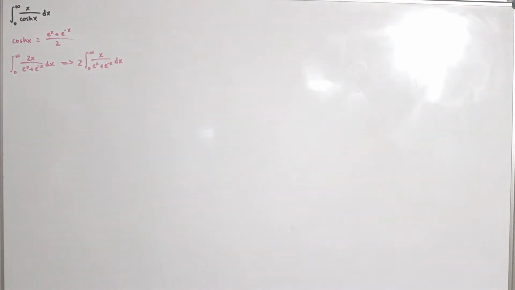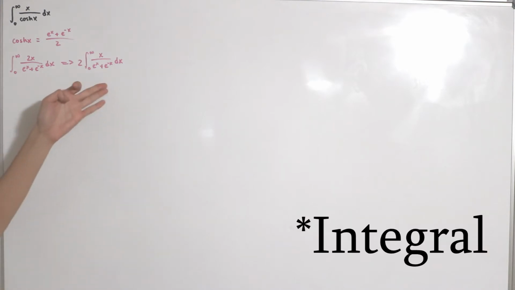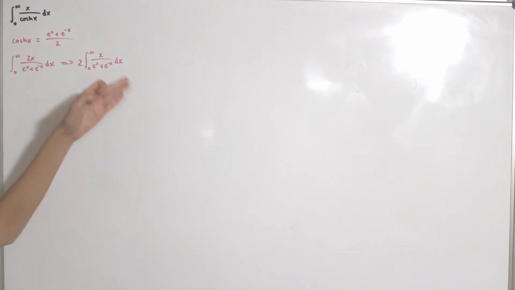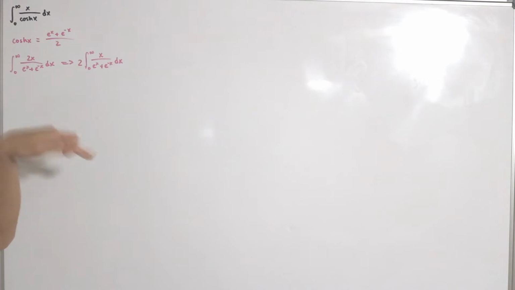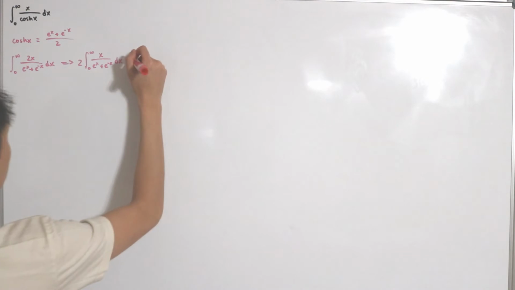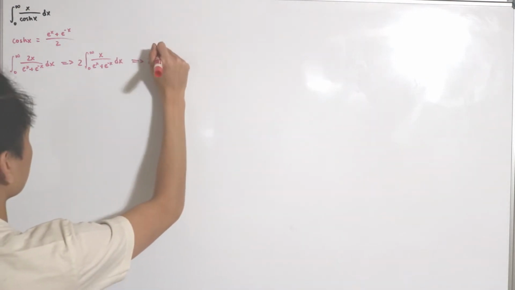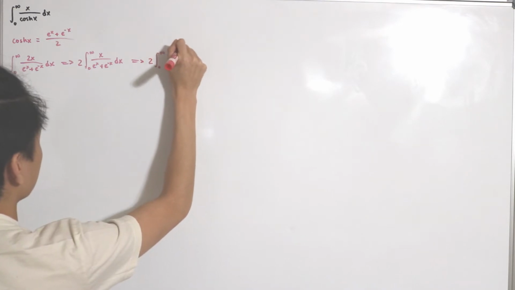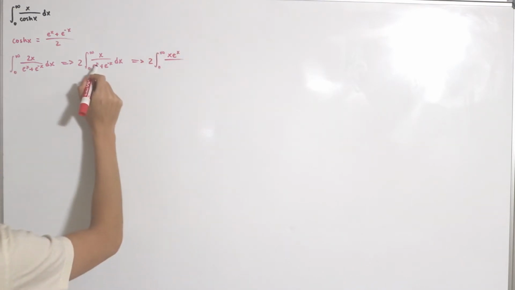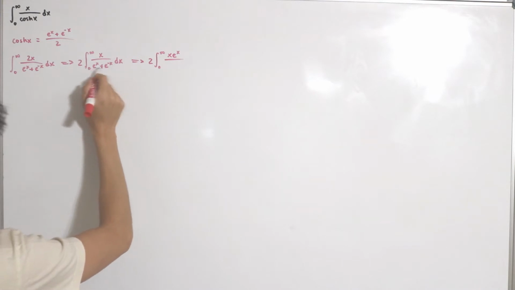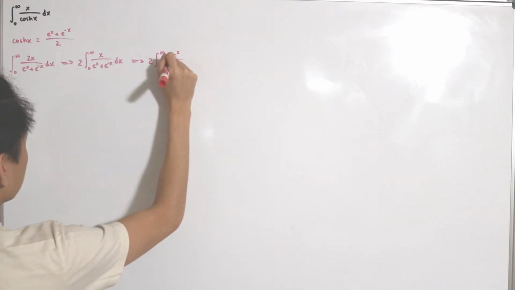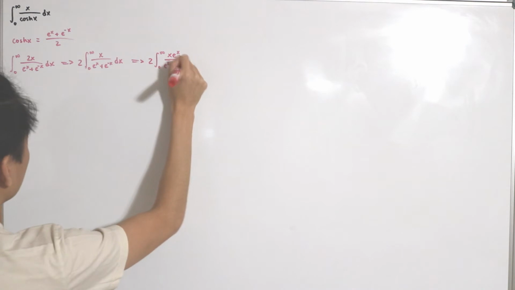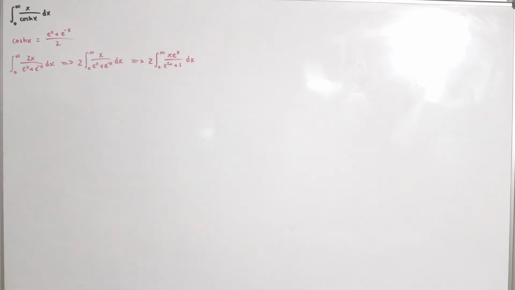Now, to preserve equality, I'm going to multiply and divide by e to the x, so that eventually we can do our substitution. So from 0 to infinity, this is x times e to the x, divided by e to the x multiplied by its denominator. So this is e to the 2x plus 1 dx. All right, now let's do our substitution.